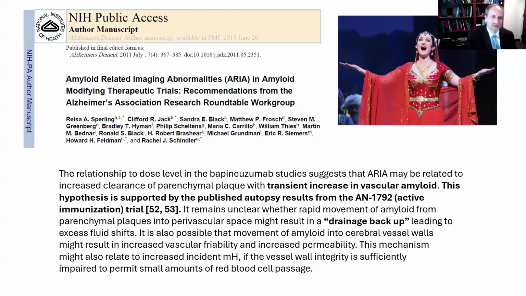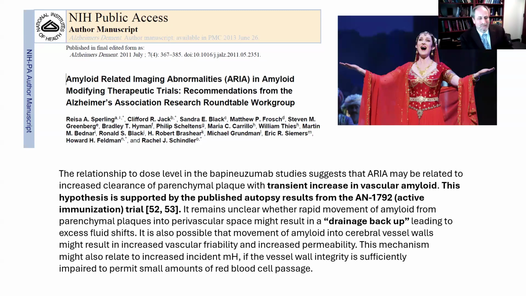And so the question is, what is the basis for ARIA? What is that signal change? The initial hypotheses were that there's a transient increase in vascular amyloid, and there was basically clearance of vascular amyloid in the perivascular spaces of the brain, and that there was sort of a drainage backup. So what we could be seeing in the blood vessel walls are not vasculitis per se, but basically a sort of sludging or drainage backup of histiocytes that are clearing the amyloid beta and getting into the blood vessel wall.